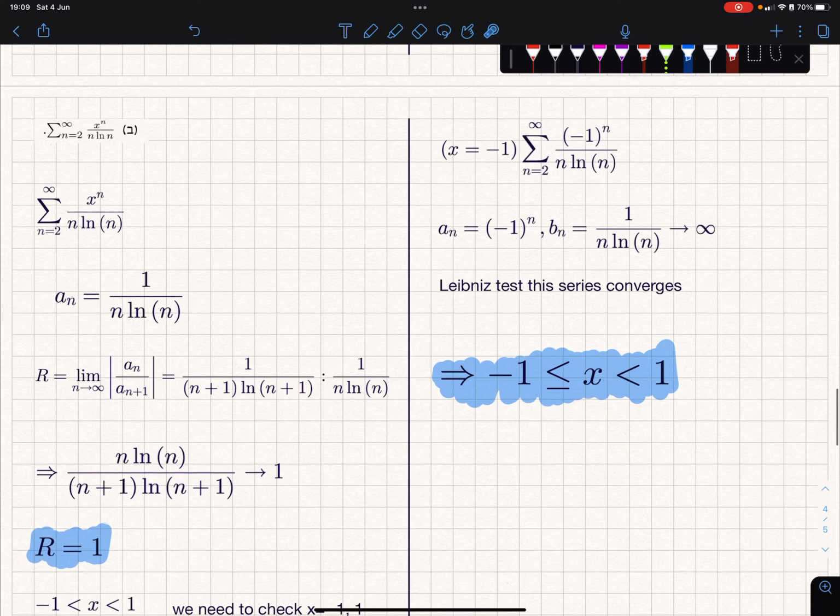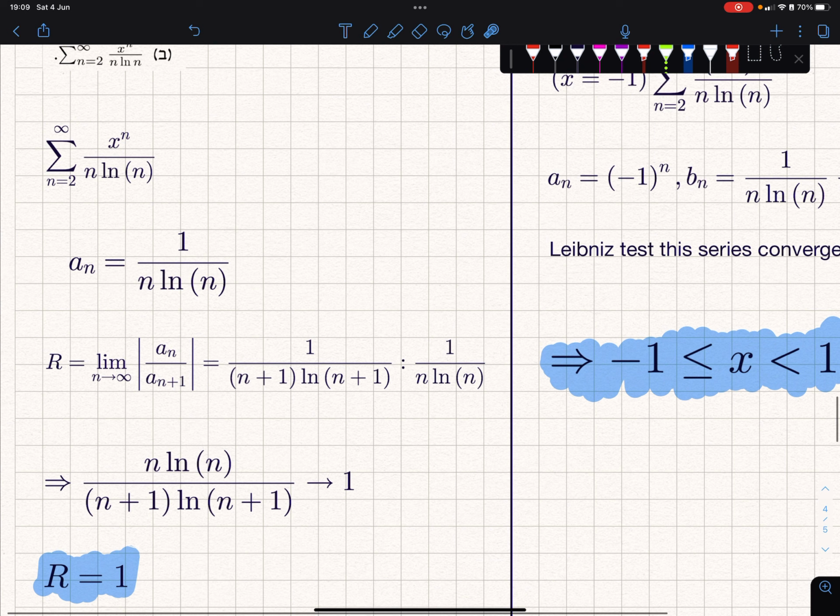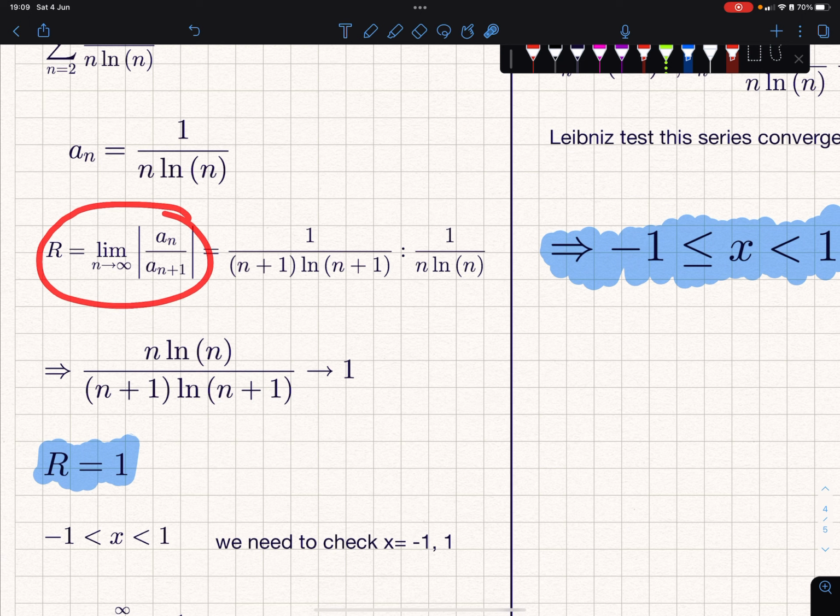And now for the second series, we have x^n divided by n multiplied by ln of n. So now we're going to check this, and first of all, here is a_n. So the coefficient of x^n is 1 divided by n multiplied by ln of n. So here we're going to use the ratio test. These two different tests are equivalent in order to find the radius of convergence.